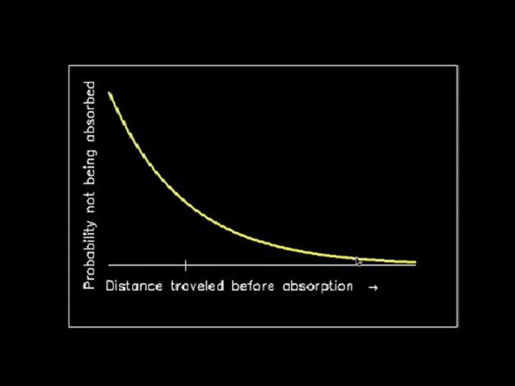This probability curve is called exponential decay, and it's the same law that governs how radioactive atoms decay. In an appendix to the tutorial accompanying this video, I explain the origin of the law of exponential decay.